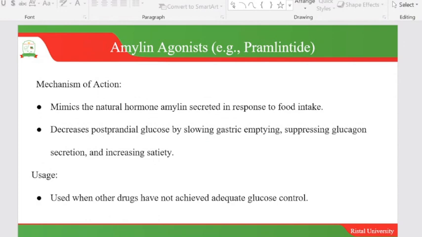One of them is pramlintide. Mechanism of action: these kinds of drugs mimic the natural hormone amylin, which is secreted in response to food intake. So once the person takes in food, this hormone is secreted. They decrease postprandial glucose by slowing gastric emptying, suppressing glucagon secretion, and increasing satiety. So these drugs work by making sure that after the person has eaten food, the emptying of the stomach is slowed down. In other words, they slow down the digestion of food in the stomach to make sure that not much glucose is released immediately when the person eats food.